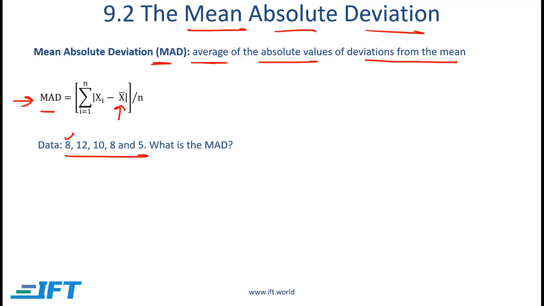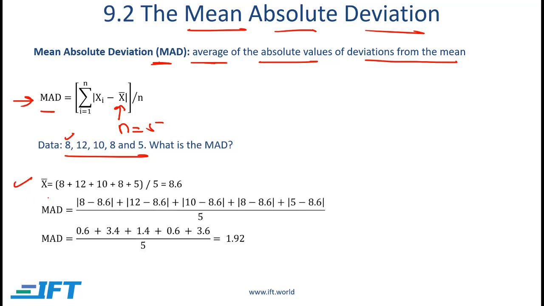So xi represents each of these values. We take this difference. We come up with the absolute value. Then we sum all the absolute values and then divide by the number of terms. In this example, n is equal to 5. Now, I want you to calculate the MAD before you look at the solution.